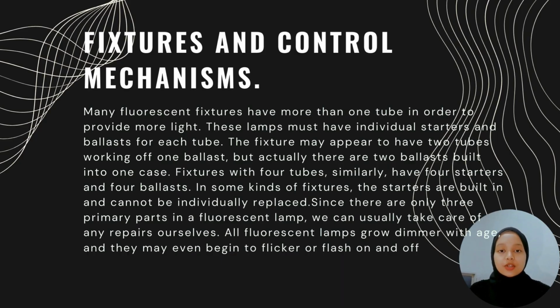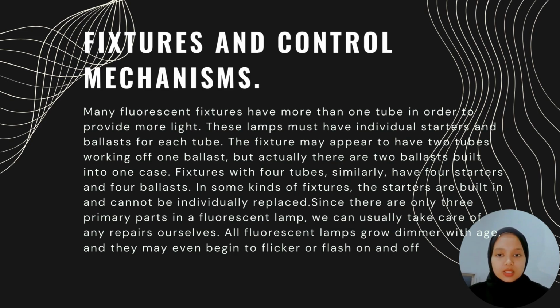Okay, next is fixture and control mechanism. Many fluorescent fixtures have more than one tube in order to provide more light. This lamp must have an individual starter and ballast for each tube. The fixture may appear to have two tubes working off one ballast, but actually there are two ballasts built into one case. Fixtures with four tubes similarly have four starters and four ballasts. In some kinds of fixtures, the starters are built in and cannot be individually replaced.